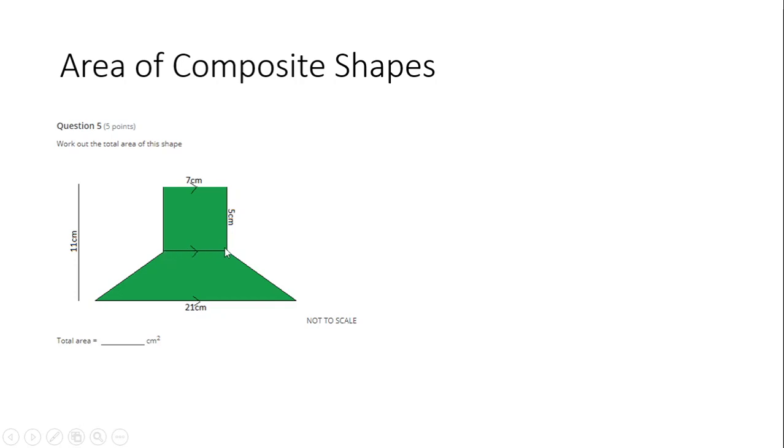So that's going to be 7 centimeters on this side as well. So 7 centimeters and 21 centimeters are my two lengths for my trapezium, and the height of that trapezium, I'll need to work that out. If this is 5 and the whole thing is 11, the height must be 11 minus 5, 6. So to work my total area out, I'll get my area of the trapezium, which is averaging these two lengths, the 7 and the 21, and then multiplying by the height, and the rectangle is just length times width, 7 times 5.